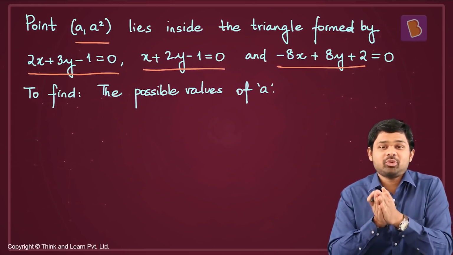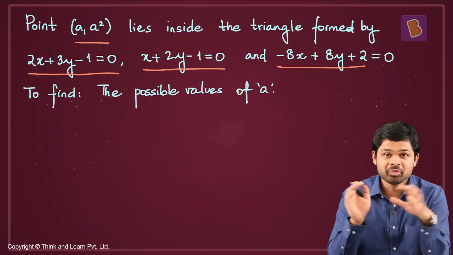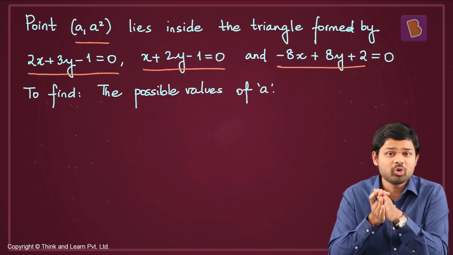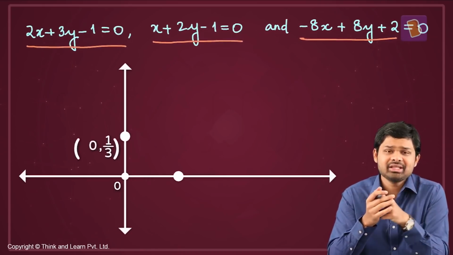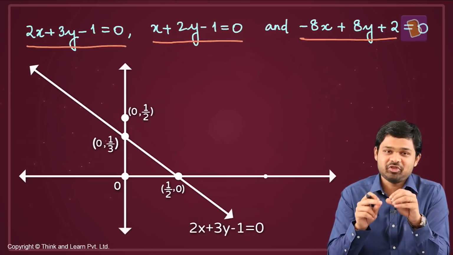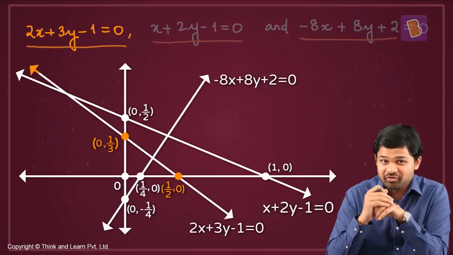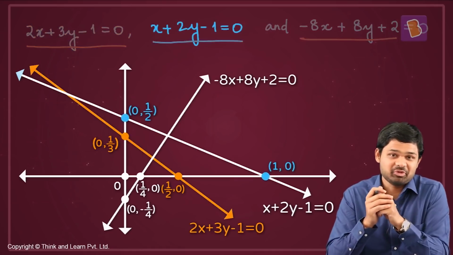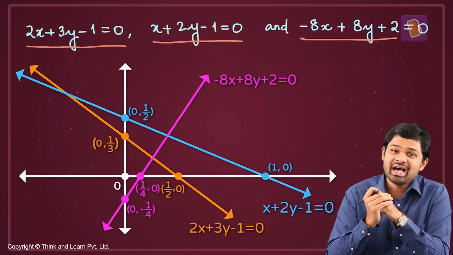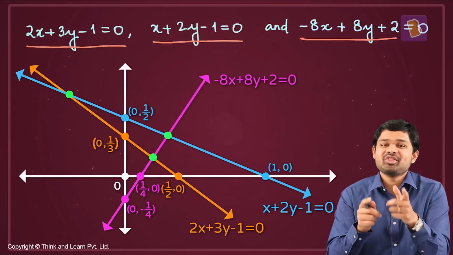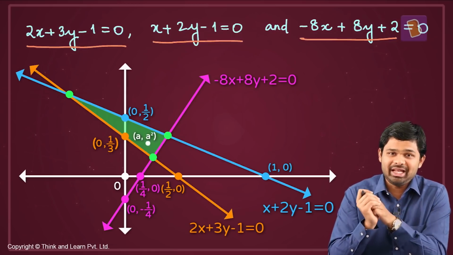So I'm going to do this question first by visualizing and then applying the algebra. First, let's try and visualize. So for that, I'm going to draw all the three straight lines. It's pretty simple to draw all the three straight lines. You just have to find out the intercepts of the three straight lines and then it's as good as done. So these are the intercepts of the first straight line. These are the intercepts of the second straight line. These are the intercepts of the third straight line, and joining all these, I get the three straight lines and the triangle inside which that point has to lie.